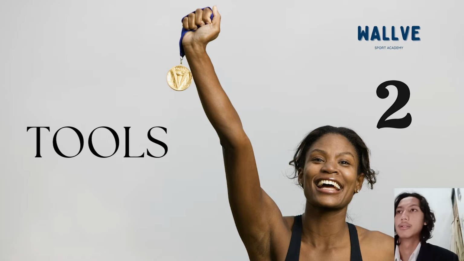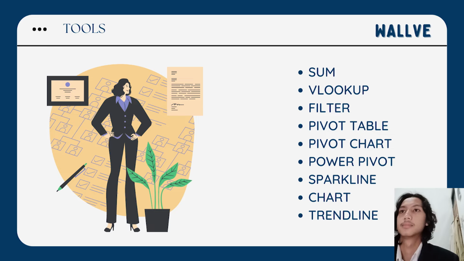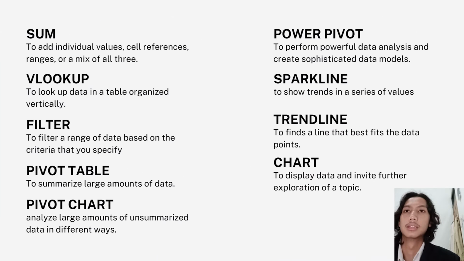So here I will discuss what tools we use in Excel for the project we made. We use several tools, namely Zoom, VLOOKUP, Filter, Pivot Table, Pivot Chart, Power Pivot, Sparkline, Chart, Trendline. And now we enter the discussion or understanding of each tool. Sum is to add individual values, cell references, ranges, or a mix of all three.